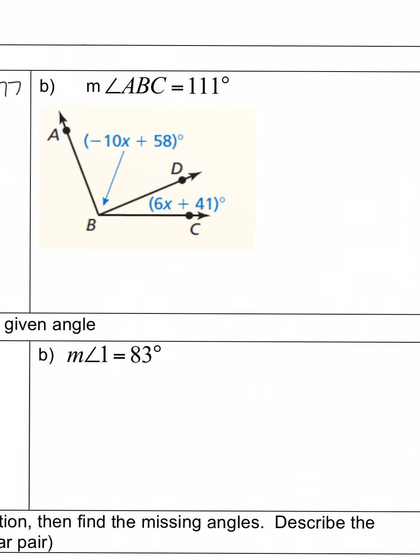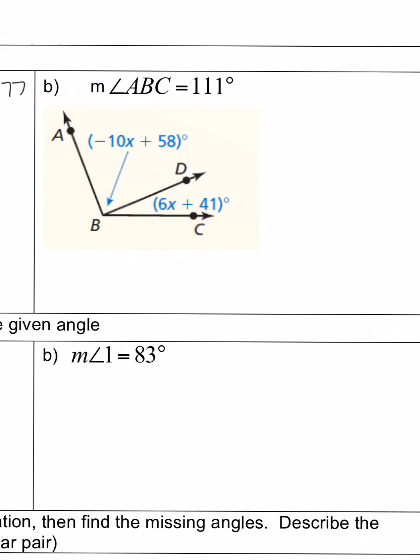Let's move to the next problem. It tells me angle ABC, this full angle, is 111 degrees. So I can set up this equation because a little angle plus a little angle equals a bigger angle. So negative 10x plus 58 plus 6x plus 41 equals 111. Let's combine like terms. Negative 10x and 6x is negative 4x, and 58 plus 41 is 99, equals 111.